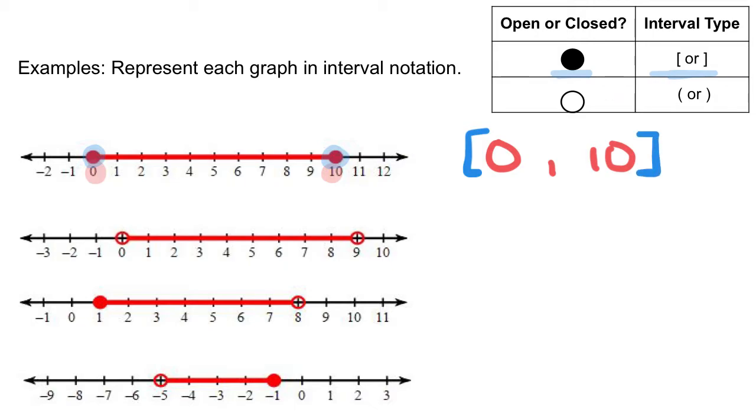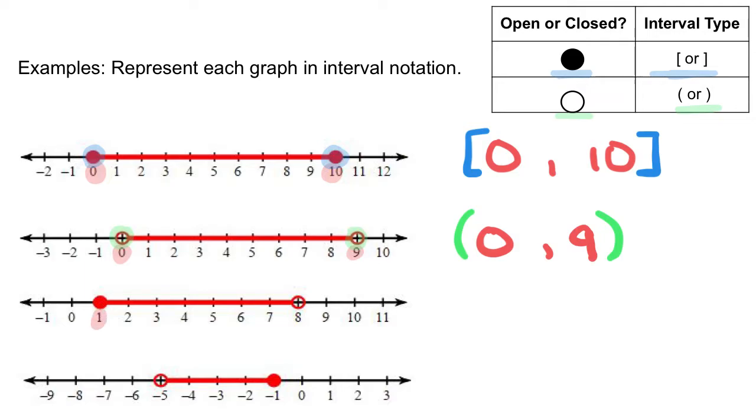Then for the next example, my important numbers, it ranges between 0 and 9. So I would have 0, 9, and then I'm determining the bracket type. So I notice that I have an open circle at 0, and when I have an open circle, so it doesn't include the number, I use a parentheses. So I have a parentheses around the 0, and then again, similarly, there's an open circle at 9, which means it doesn't include the 9, so I have a parentheses at 9.